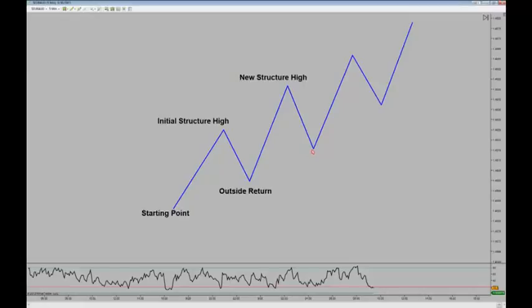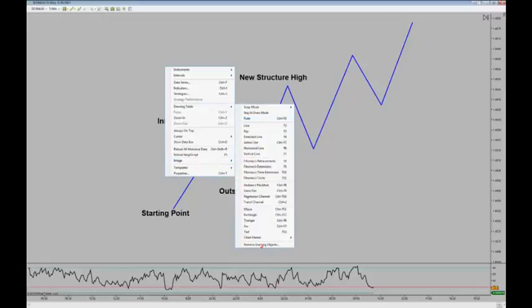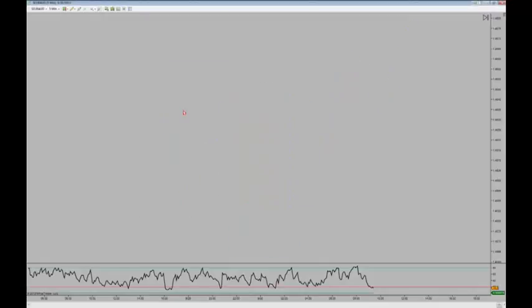Our outside return, we come up to a higher low. Same thing in a bearish trend, except it's just going to be inverted. We still have our initial starting point.